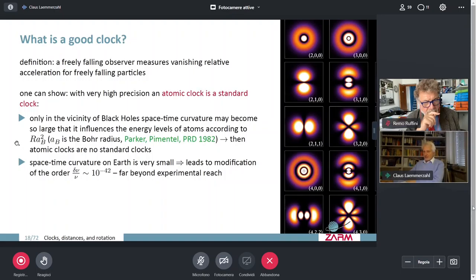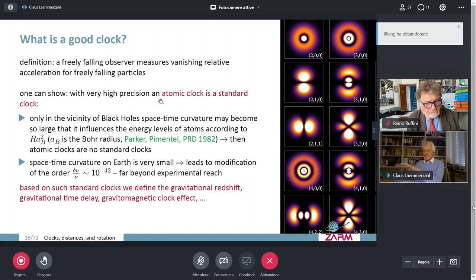But if you look at Earth, then this modification of the energy levels leads to a modification of the frequencies of the order of 10 to the minus 42. This is far beyond experimental reach, and therefore atomic clocks are really good standard clocks in our environment of the solar system. Only if you approach stellar black holes may this change. Okay, and these are the clocks, the standard clocks, and the atomic clocks, which are standard clocks, are the clocks used for describing the gravitational redshift or the gravitational time delay or gravitational clock effect or Doppler effect or something like that.